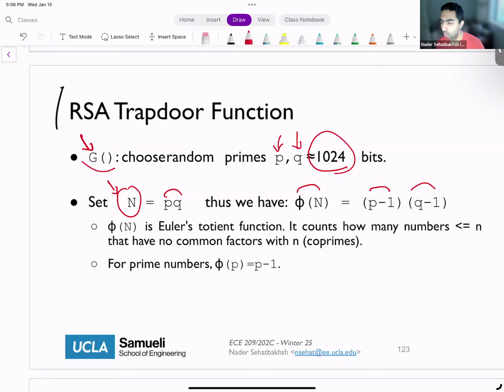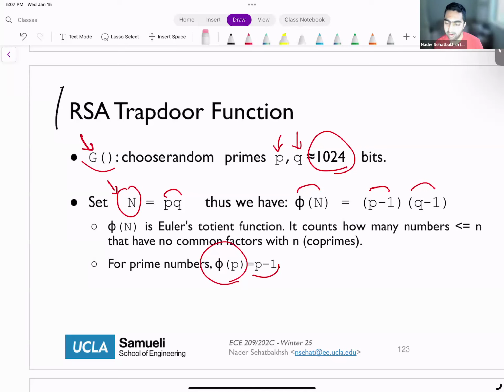In other words, what are the co-primes of n? And for prime numbers, we know that phi of a prime number is p minus 1. Essentially, any number from 1 to p are co-primes to p because there's no common factor with a prime number. That's the definition of a prime number, right? So phi of p is p minus 1, okay?